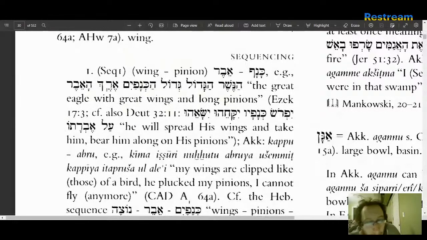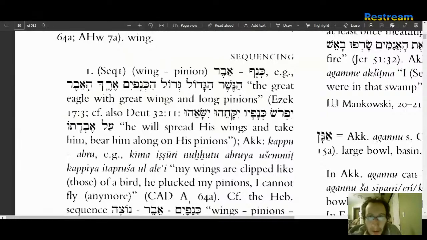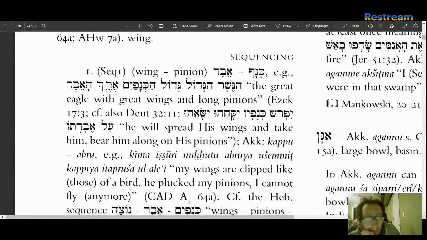But so then it says we have here in the Hebrew, he will spread his wings and take him, bearing him upon his pinions. And pinion, again, let me just double check the meaning of that. Pinion is defined as, let's see, it says it can be defined as a wing. So in Hebrew, there's often parallelism where two different words mean the same thing but are saying it in different words. So that's probably what's going on here. So we have bearing him upon his wings.